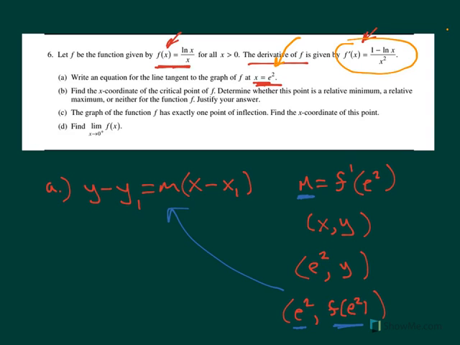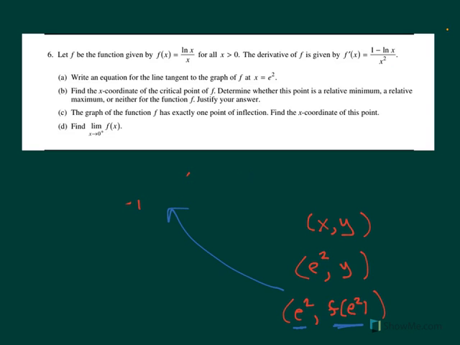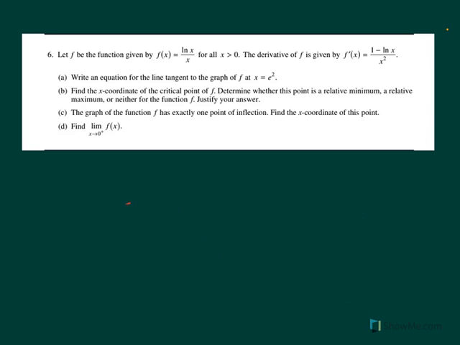And let's look at part B. So for part B it says find the x-coordinate of the critical point, so a critical number of f, determine whether this point is a relative min, a relative max, or neither for the function, and justify your answer. So the big idea for part B is that critical points are going to occur where the first derivative is 0 or undefined.